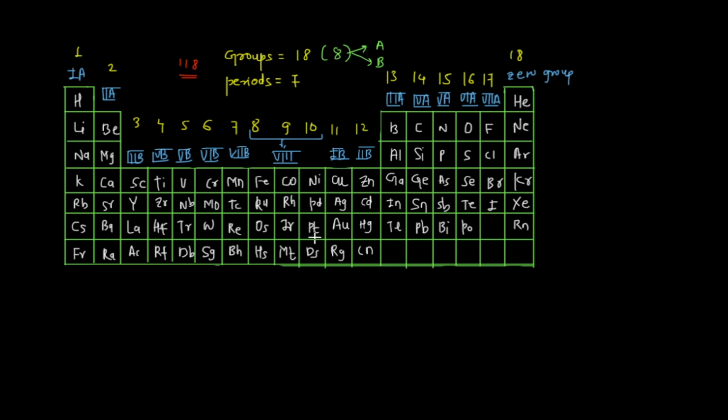Next, we are going to discuss each and every group here. Let's start with the first group, that is first A. This first A group has hydrogen, lithium, sodium, potassium, rubidium and cesium. This group is called the alkali metals.